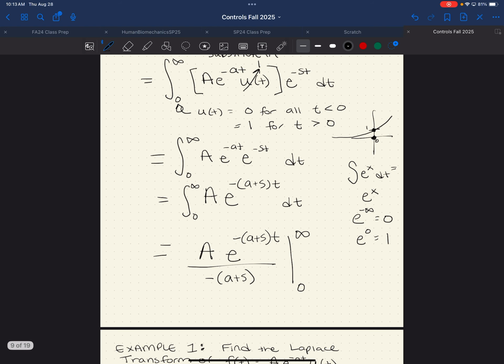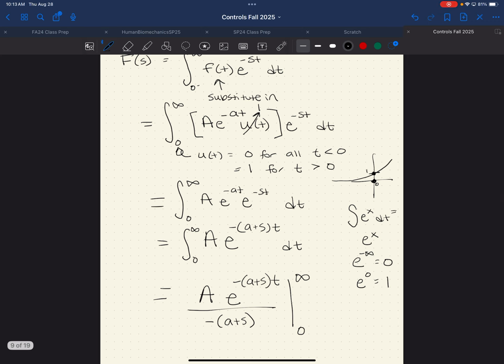So if I plug in infinity for t in the top, what do I get? Just e to the minus infinity. Yes, ma'am? Sorry to go back so far, but you said when t is greater than 0? Yes. When is it equal to the step from? Yes. Yep, that's the definition of the step function.